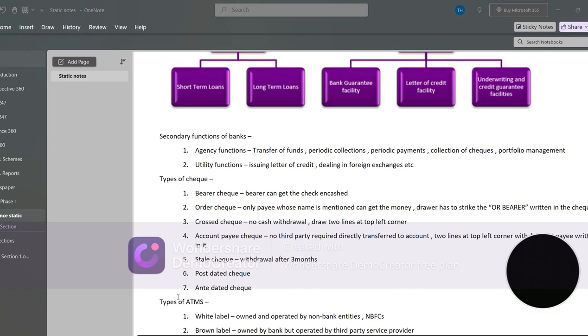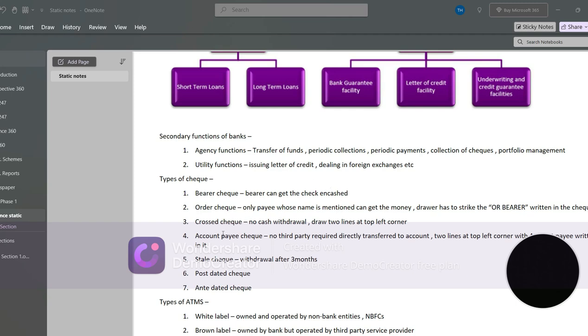Now there can be many types of check. There are seven kinds of check. First is bearer check, where whoever has the check can get the money encashed. Second is order check, where only the payee, whose name is written in the check, can take that money, and the drawer of the check has to strike out the word bearer written in the check. Third is cross check. There is no cash withdrawal, and they have to draw two lines at the top left corner like this, and then drop the check, and whoever's name is written in the check gets the money transferred into their bank account.